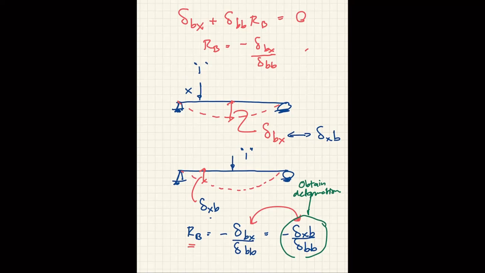Please, any question? It can be said that delta Bx and delta XB is the same, right? Because they are equal. They are not the same, but they are equal. Okay, just select the right vocabulary.